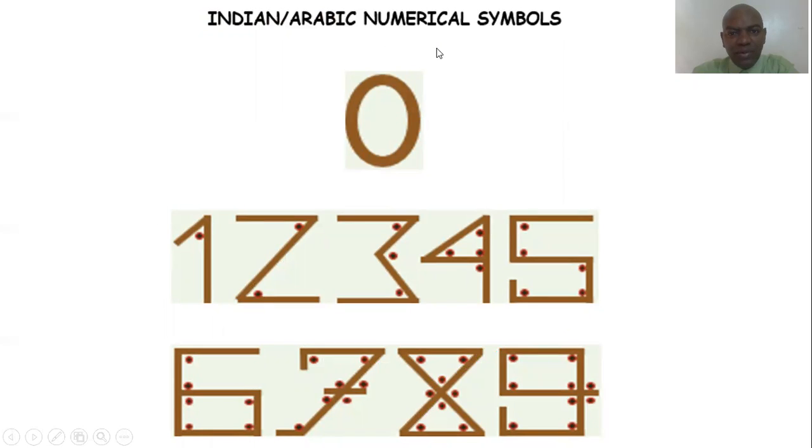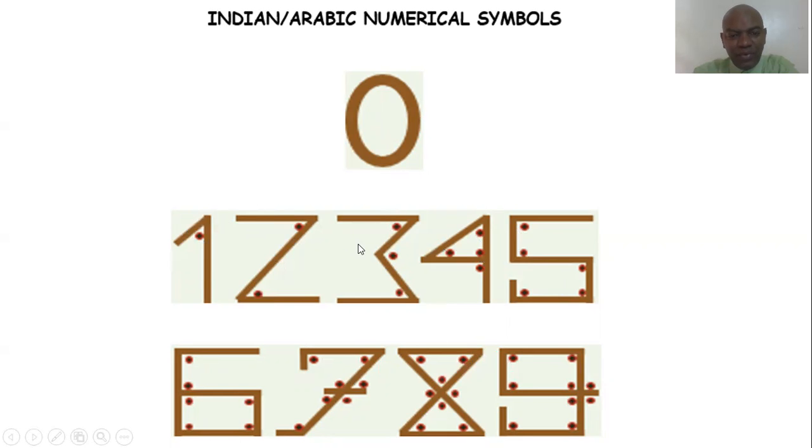These Indian Arabic numeral symbols were developed by counting angles in a particular symbol. So the circular symbol does not have any angles, it represents 0. There's only one angle in this symbol, so we call it 1. This symbol has 2 angles, we call it 2. This one has 3 angles, we call it 3. 4 angles, 1, 2, 3, 4, we call it 4. And so on, up to 9 angles, which we call 9.